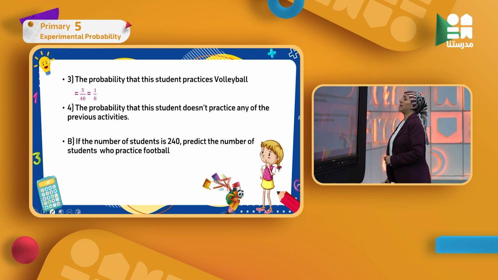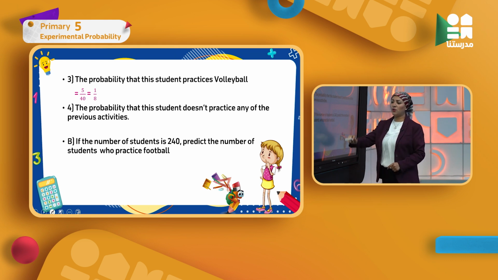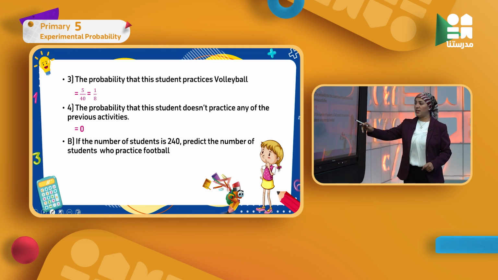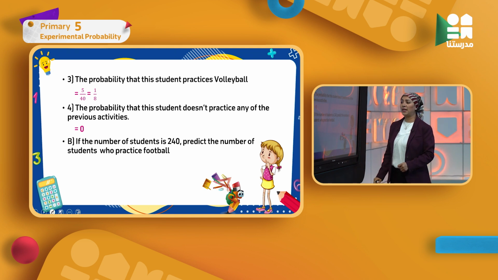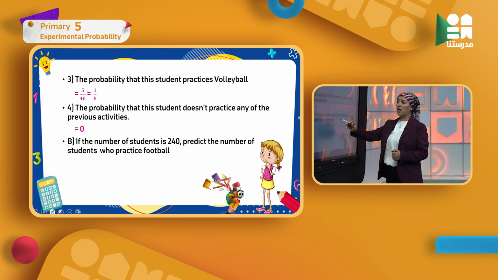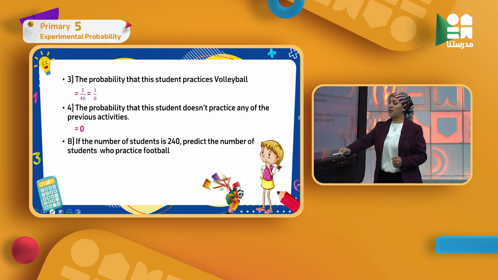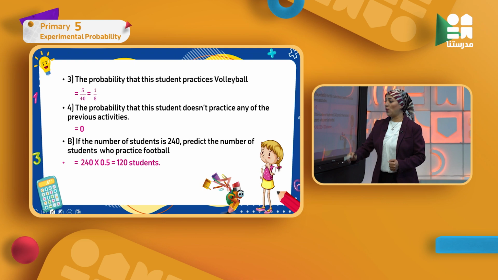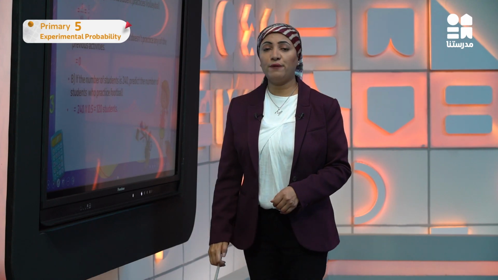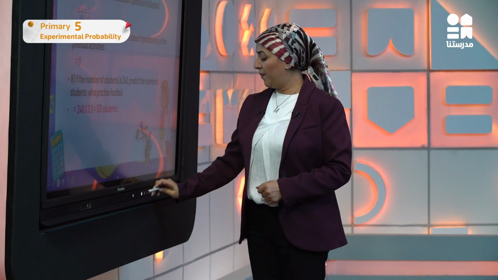The probability that the student doesn't practice anything: they all play sports, so it will be 0. And if the number of students is 240, predict the number of students who practice football. We said that football was half, times 240 is 120 students. And that's all for this lesson.